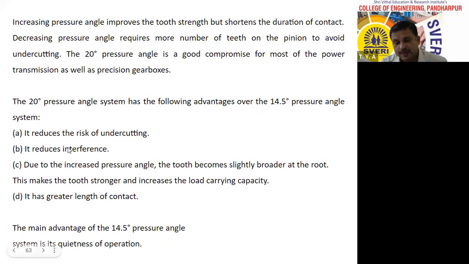First, it reduces the risk of undercutting. Second, it reduces interference. Third, due to the increased pressure angle, the tooth becomes slightly broader at the root. This makes the tooth stronger and increases the load carrying capacity. It has greater length of contact. What is the meaning of this statement?